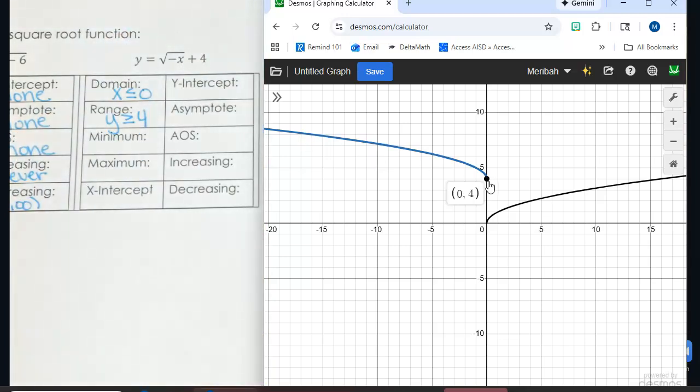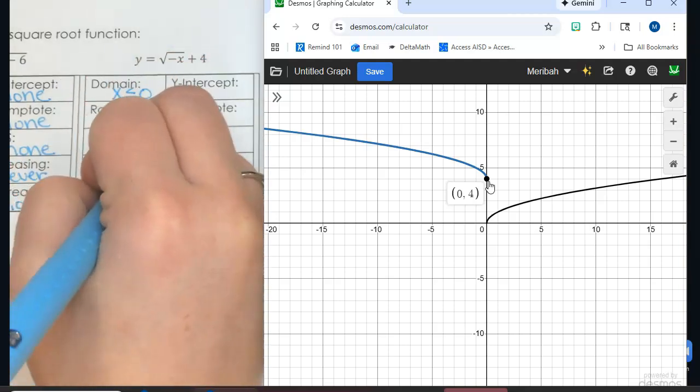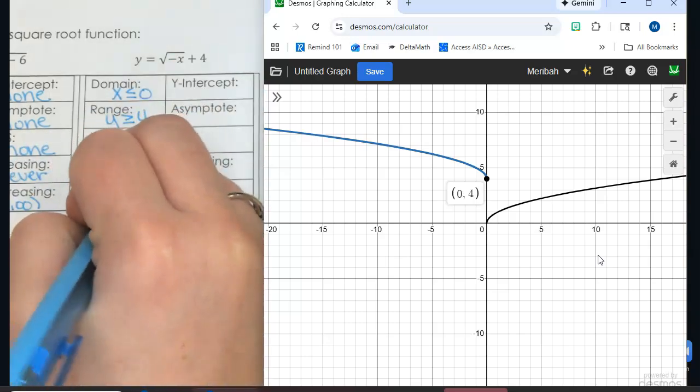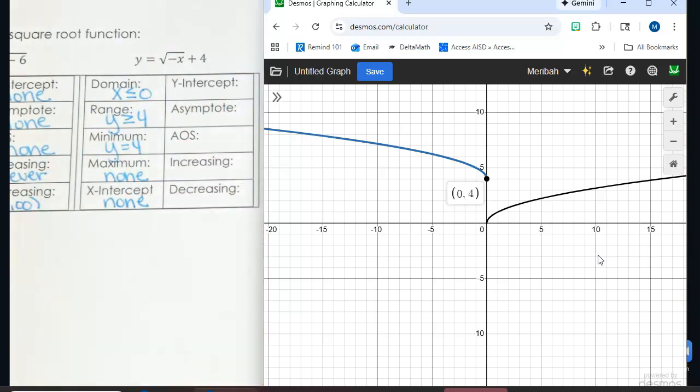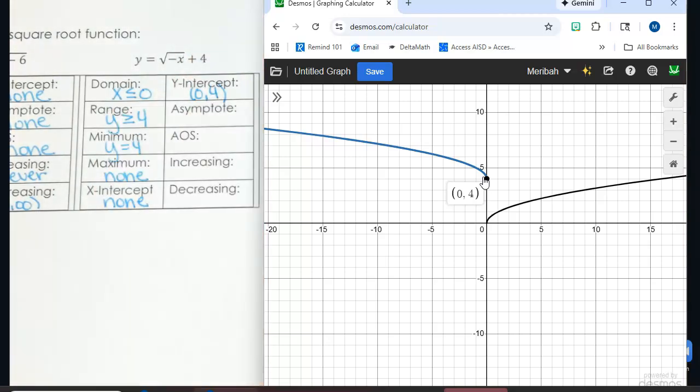Which means this is also now going to be a minimum y value again at 4. We have no maximum. And then my graph stops here. It does not keep going to the right, which means it's never going to cross my x-axis. So we have no x-intercepts. But we can see right there the y-intercept is at 0, 4.